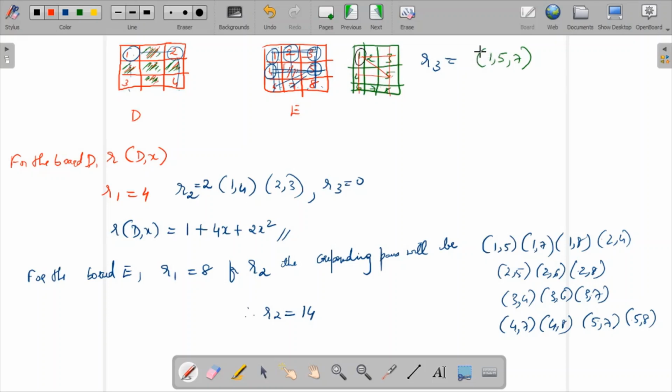After 1, 5, 7, next 1 is done. Next go to 2. When you go to 2, you're combining 2 with not this row as well as this row. So you can do the combination with 2, 5. When you do the combination with 2, 5, this is done and this is not there.